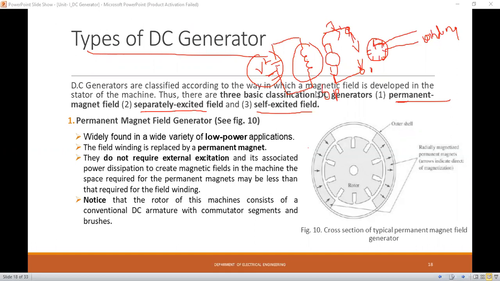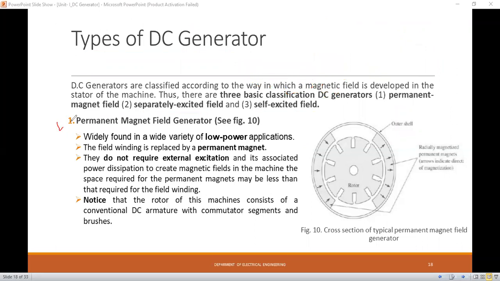Okay, so see, these are the main three types of DC generator. Now we will see one by one. In that, first one is the permanent magnet field generator, the permanent magnet type of field generator.